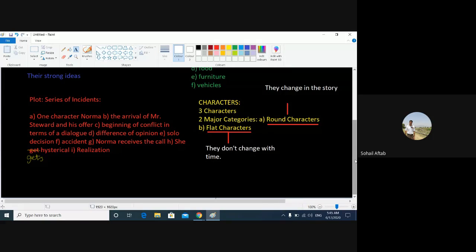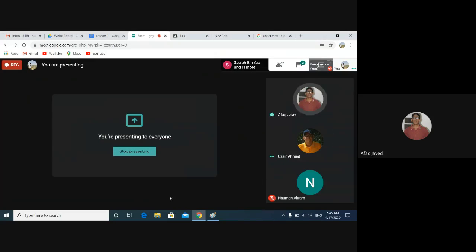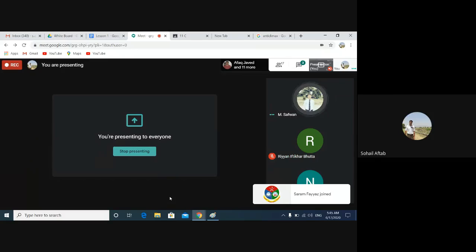Okay. Is Arthur a round character? Sir, he is a flat character. No, sir. Flat, sir. Okay. How is Arthur a flat character? Sir, because in the start of the story, he has the view that Norma should not take this decision and should ignore this box or this opportunity. Okay.